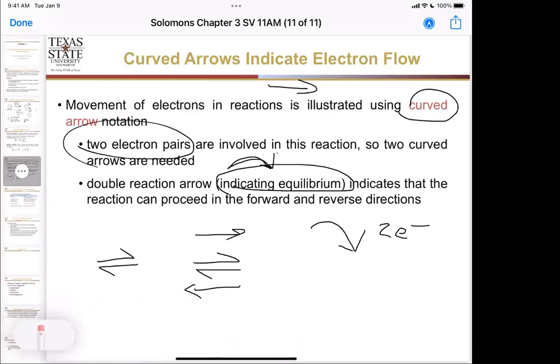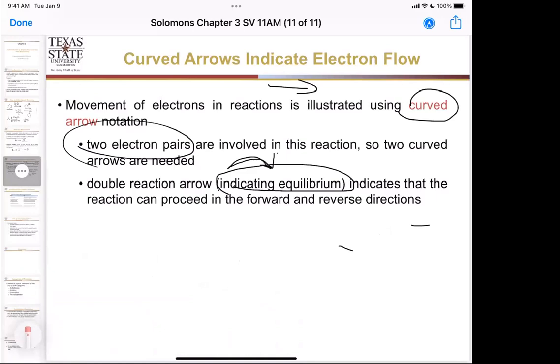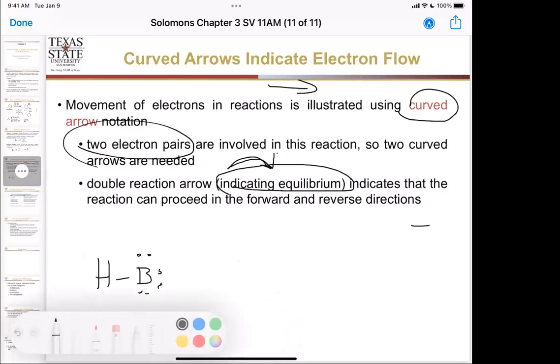Okay, so how can we represent all of these things? Let's go with something we know, H. And this is just some acid here. In fact, I'm going to change it to an A to show you it's an acid. A, right here. And then we're going to react that with something B.